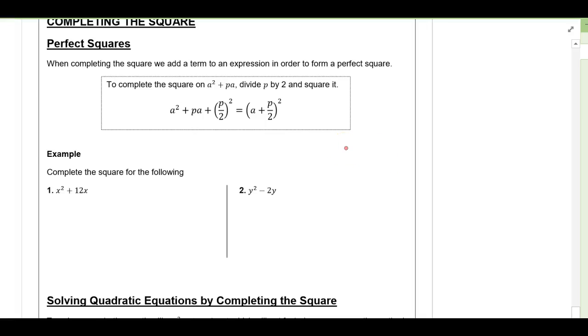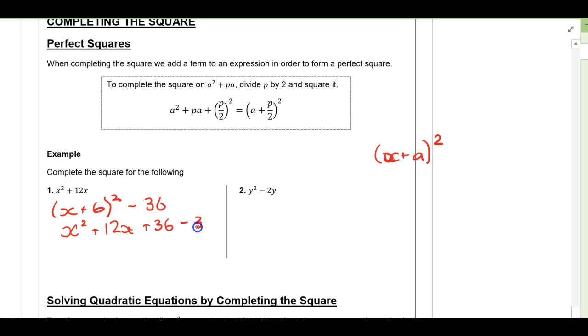Okay, completing the square is where we factorise to get it into the form of x plus some number squared. So I'll do an example. If I've got x squared plus 12x and I go (x plus 6) squared, I'm left with x squared plus 12x plus 36. Now my question, I don't have 36, so I need to minus 36 so it's equal. This line is called completing the square.